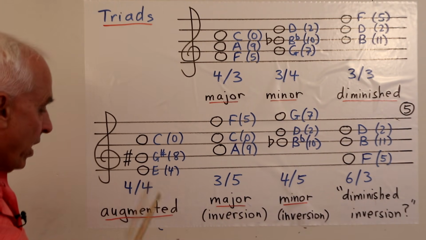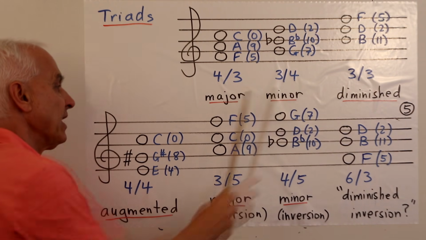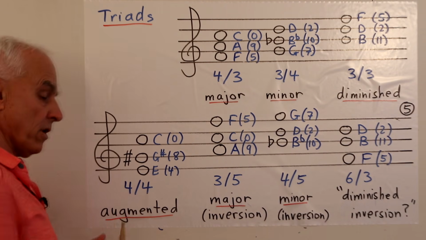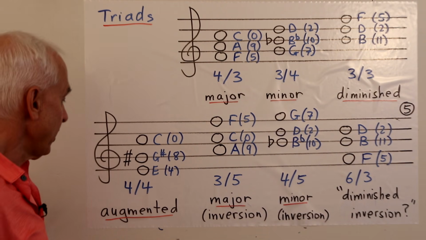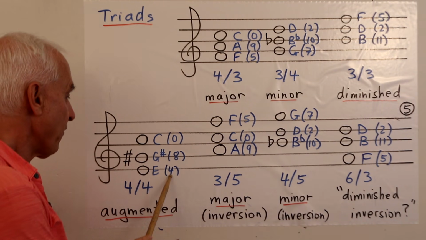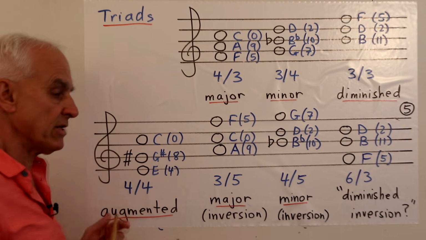And here's another one which is a little bit less used, not as often seen as these three. It's an augmented triad. It's a 4/4 chord. So for example, E to G sharp to C. 4, 8 to 0, step 4, step 4. It's an augmented chord.